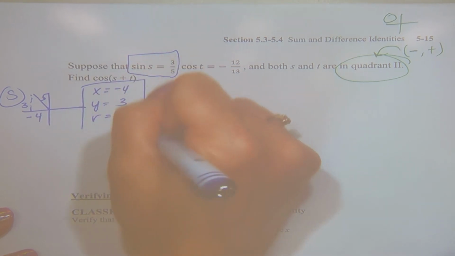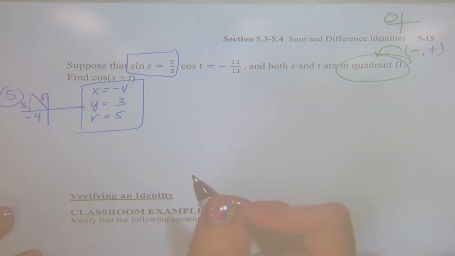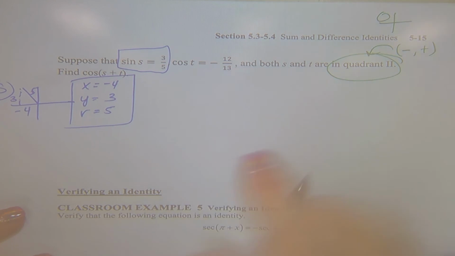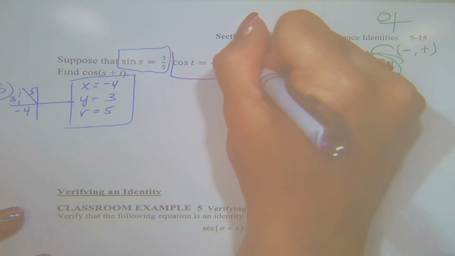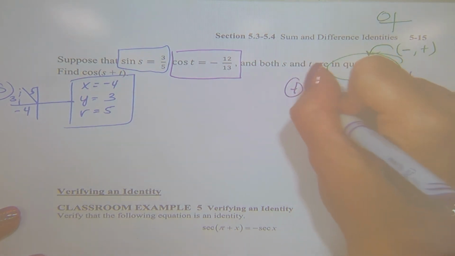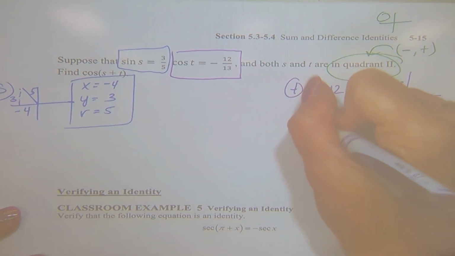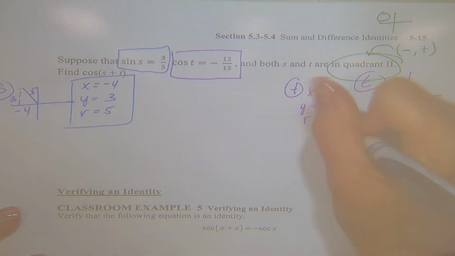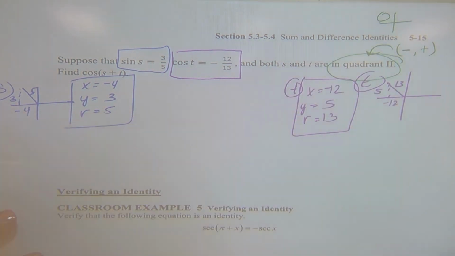Take the time to do that using x squared plus y squared equals r squared. Then I'm going to look at cosine, and I'm going to look at angle T. Angle T is also in quadrant 2. Cosine is a negative 12/13, so I need to find y using my Pythagorean formula again. And it comes out that y is 5. So for angle T, x is negative 12, y is 5, and r is 13. That's the information I need for T.